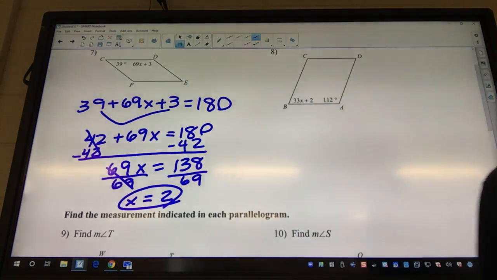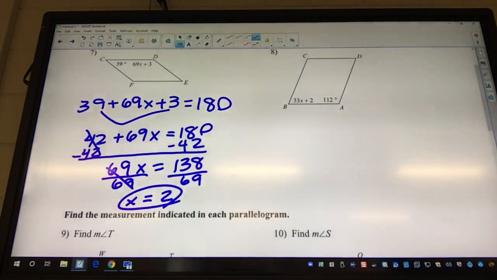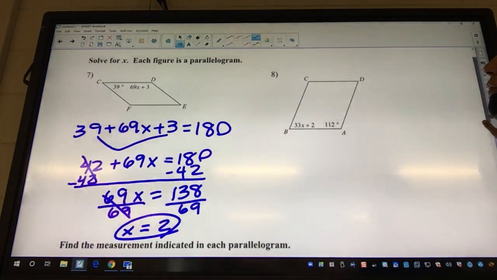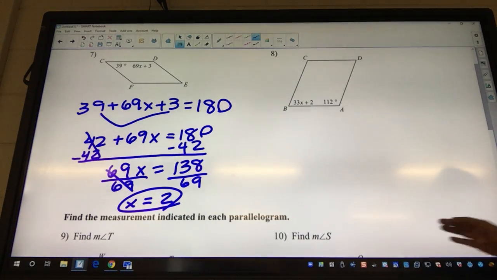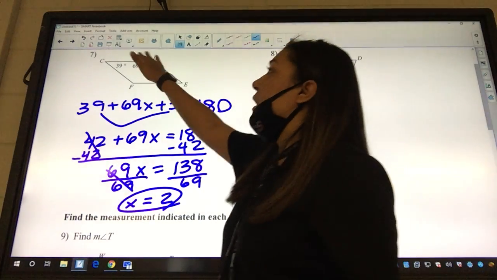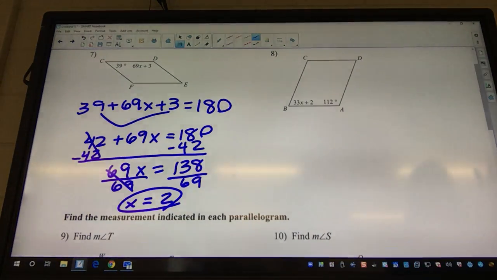Okay, are we finding x or are we finding the angle? We're finding x. So it says solve for x. So pay attention to what the directions say as far as what you need to do if you have to keep going, okay? The only other step would be to plug in the x and see what that angle is, okay?